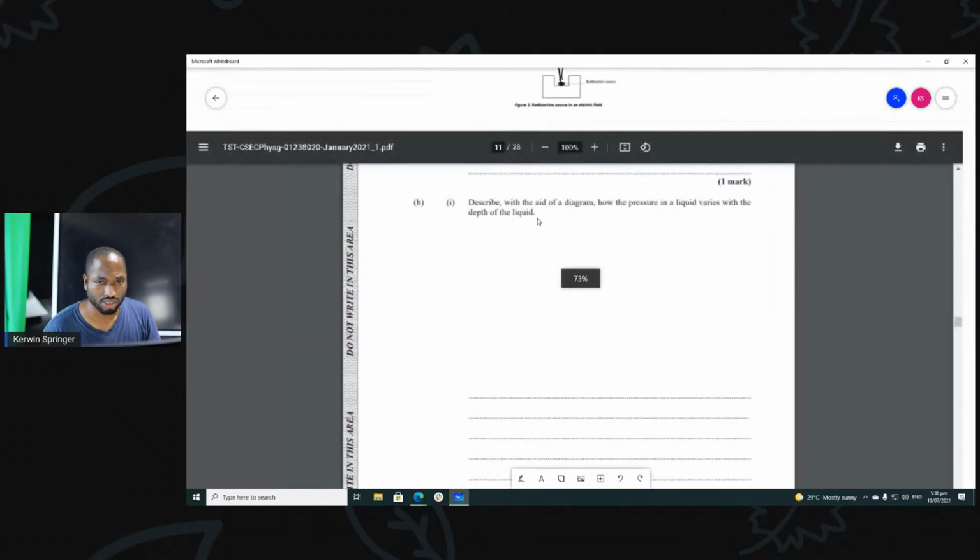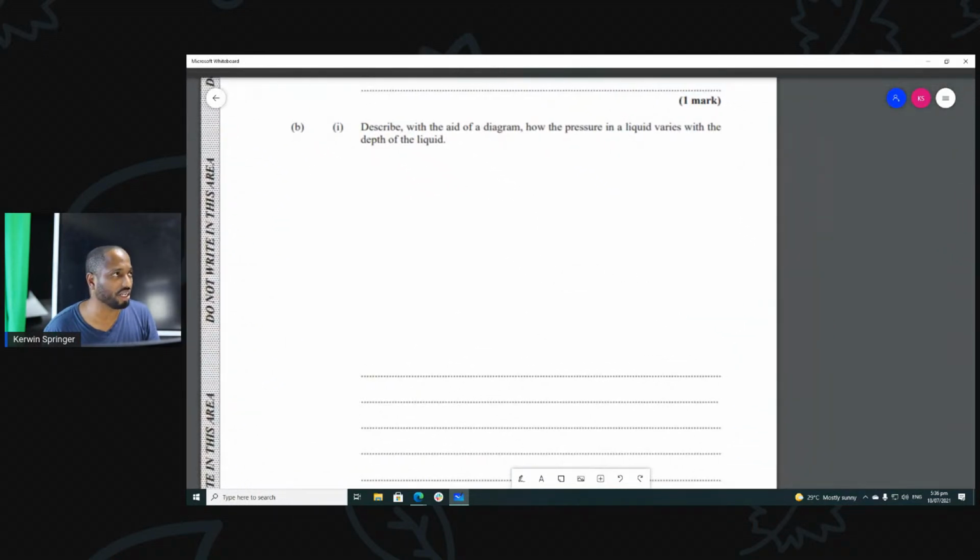Describe with the aid of a diagram how the pressure in a liquid... Go ahead. What next? Carl and his friend. Oh yeah, I like this question. Things I could read off in all your notes.